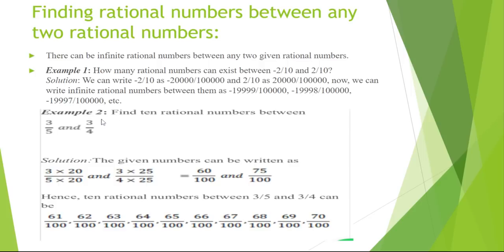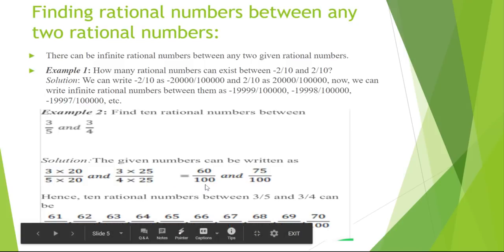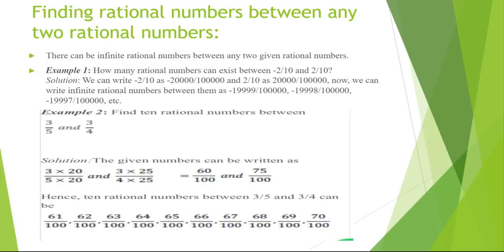There's another example in which they have only asked you to give 10 rational numbers between 3 by 5 and 3 by 4. So the solution goes as follows. 3 by 5 is being multiplied with 20 and 3 by 4 is being multiplied with 25. Why is that so? So that the denominator remains the same. If you multiply 3 by 5 with 20, you'll get 60 by 100, and 3 by 4 will become 75 by 100, and then you can find 10 rational numbers easily.